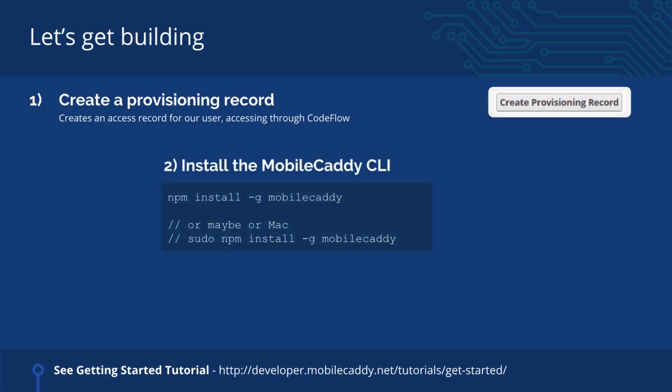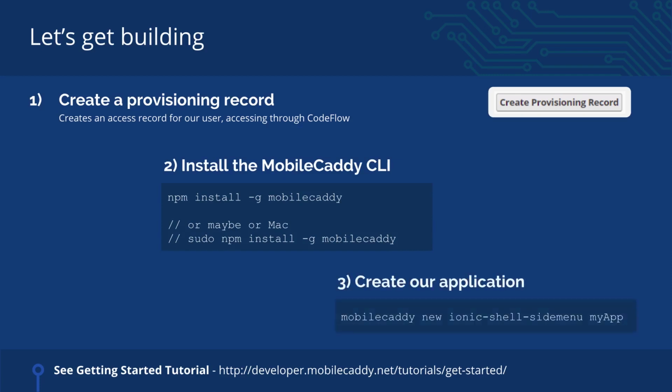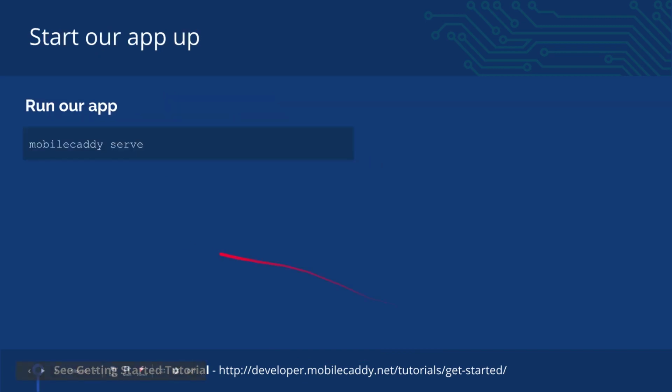We're then going to install the MobileCaddy CLI, with a nice straightforward npm install command. With that in place, we'll create our application with the MobileCaddy new command that we covered earlier. In this case, we'll be using the Ionic shell side menu starter, which is the one used in our tutorial. Once we've done that, we'll be able to run our application in our local development environment with the MobileCaddy serve command. Then we'll have the application running in our CodeFlow emulator, we'll be prompted to log into our Salesforce org, and then we'll be consuming our metadata and data as defined in the tutorial.